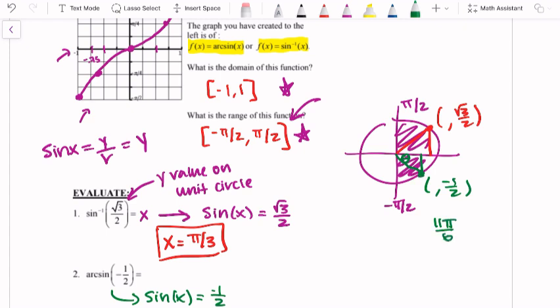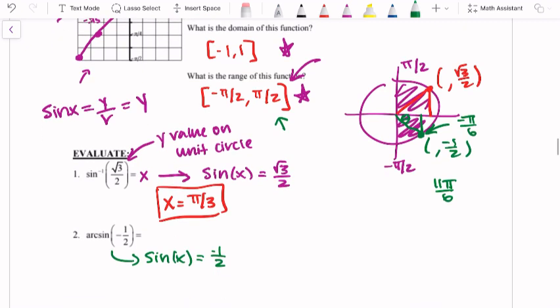Well, not quite, because we have to remember what range we're looking at this in. My range does not include that value. 11 pi over 6 is not between negative pi over 2 and pi over 2. So we just have to readjust and redefine this point so it is. This point is also the same thing as negative pi over 6, since we're going from negative pi over 2 to pi over 2. So this is equal to negative pi over 6. Hopefully we're kind of seeing this.